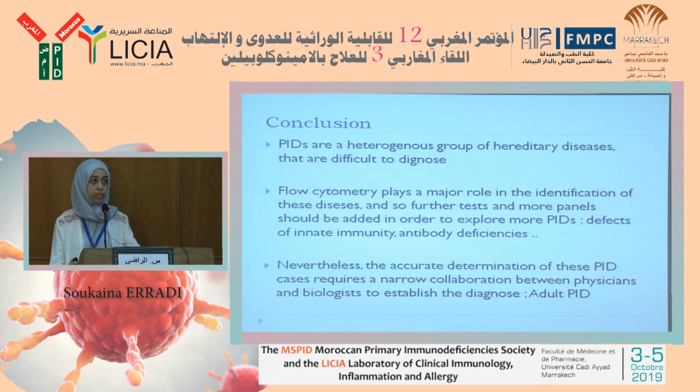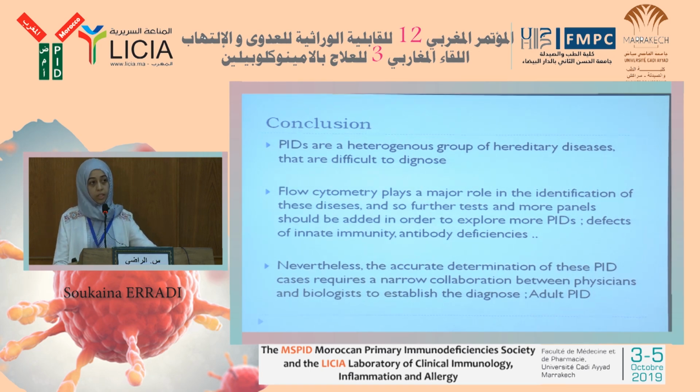To conclude, primary immunodeficiencies are a heterogeneous group of hereditary diseases that are difficult to diagnose, and flow cytometry plays a major role in the identification of these diseases, and so further tests and more panels should be added in order to explore more PIDs, such as defects of innate immunity, antibody deficiencies. Nevertheless, the accurate determination of these PID cases requires a narrow collaboration between physicians and biologists to establish the diagnosis, especially with adult primary immunodeficiencies.